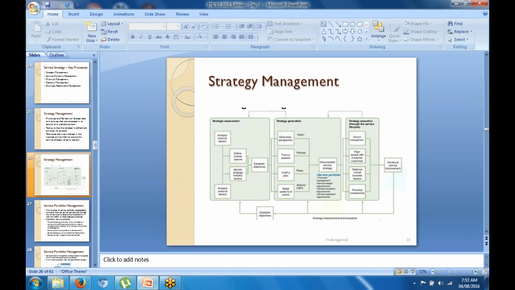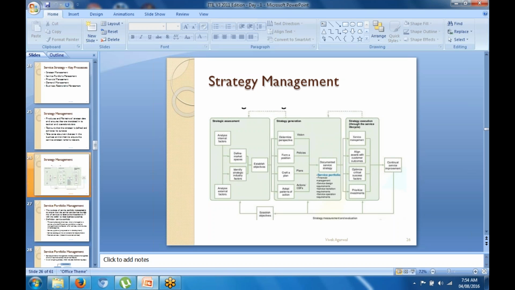You know, in each and every company they have a vision statement. If you have gone through vision and mission statement. Yes, exactly. So we will define our vision, policies, plans, finally the actions. We will document our service strategy, as I told you, and immediately below that you see a blue color, service portfolio. Everything we put into our service catalog.